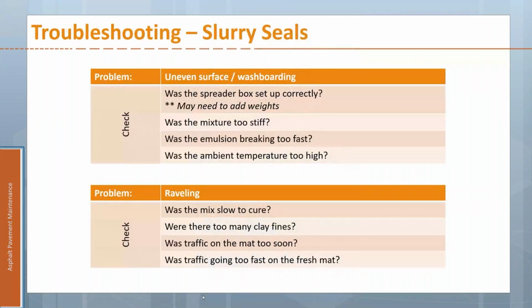And then in terms of troubleshooting, if we have an uneven surface or washboarding, make sure your spreader box is set up correctly. You may need to add weights to hold that down and make it move smoothly across the surface. If your mixture is too stiff or the emulsion is breaking too fast, sometimes that will affect the smoothness. And if your ambient temperature is too high, sometimes that makes the emulsion set up too fast and you'll get that same effect.